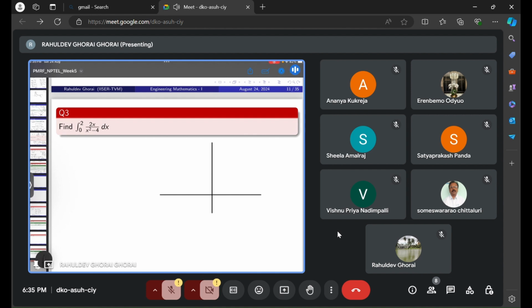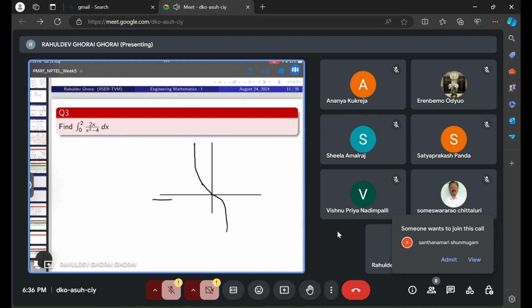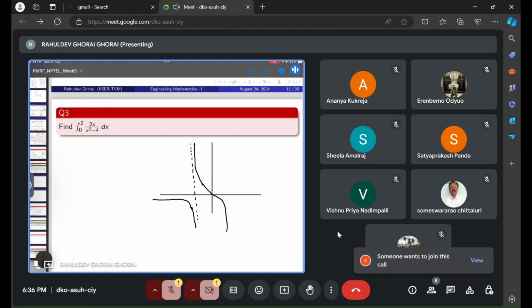So what is the graph of this function mainly? You can check it in some software. The graph of this function will be at -2, it will be going like this, and it will be at 2. I mean, there are the lines x equals 2 and x equals -2, and then the graph will be like this.